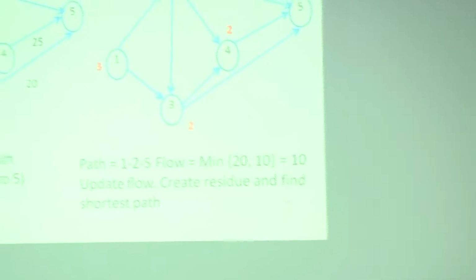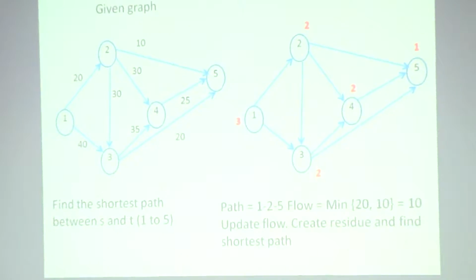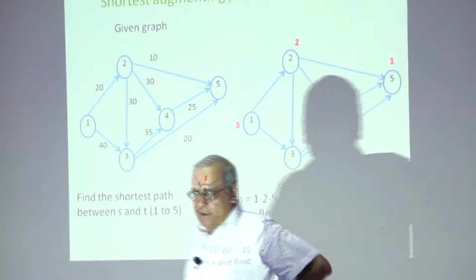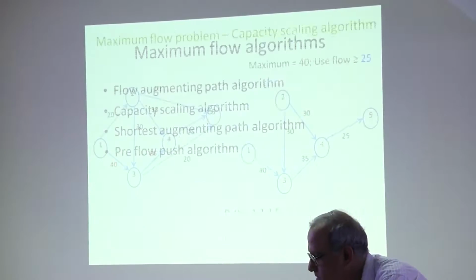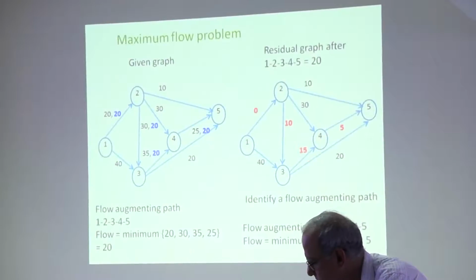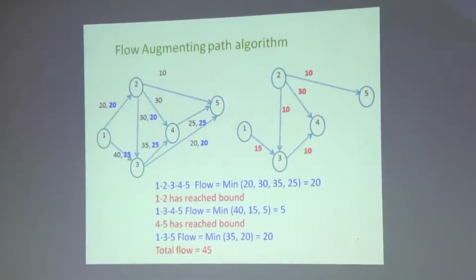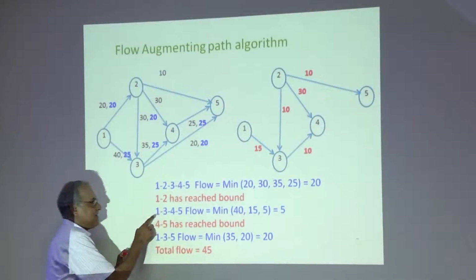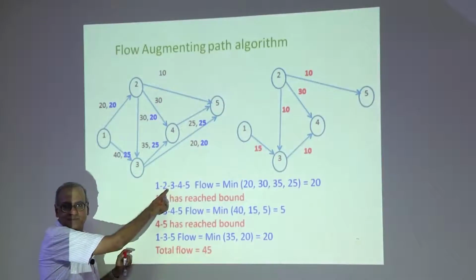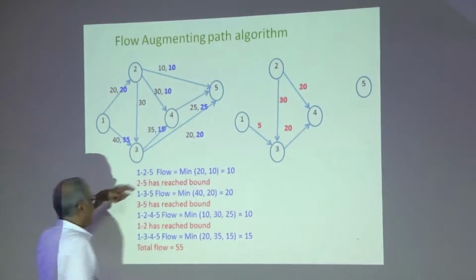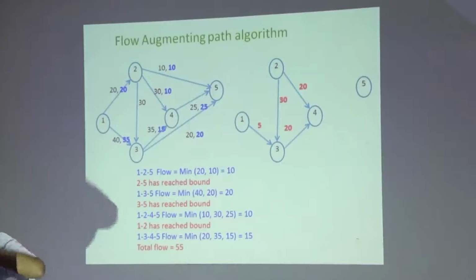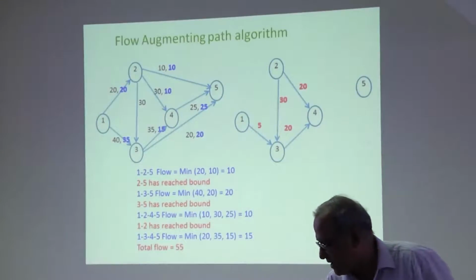The next one is called the shortest augmenting path algorithm. And what do I do with the shortest augmenting path? Before I augment, how do I find the path? If you see carefully here, before we put the negative arc, when we stopped at 45, you observe that I had taken 1, 2, 3, 4, 5 and 1, 3, 4, 5. These were all longer paths. Whereas in the second version, I have taken 1, 2, 5, 1, 3, 5, 1, 2, 4, 5. So I moved in shortest paths. So shortest path seems to help. So how do I find the shortest augmenting path? I do it this way.